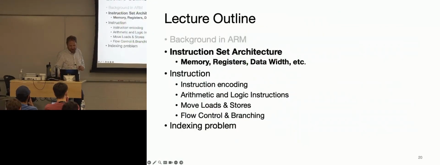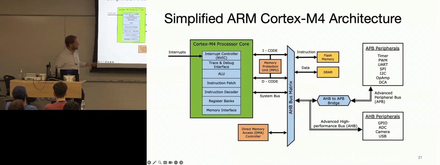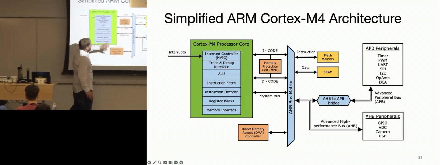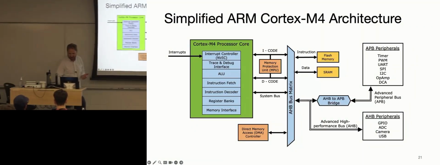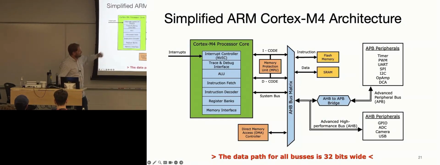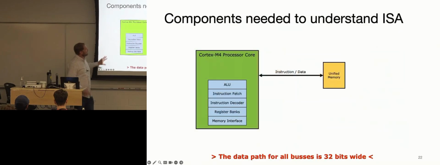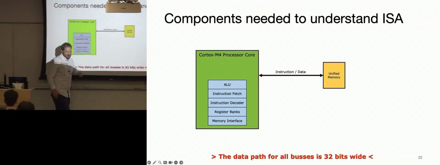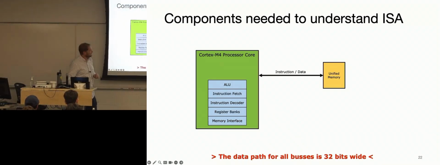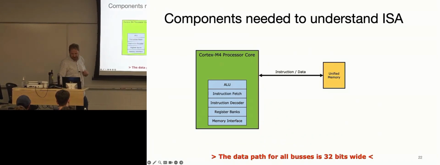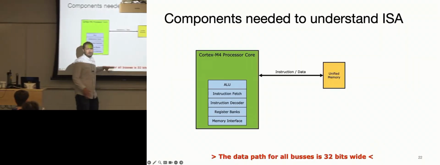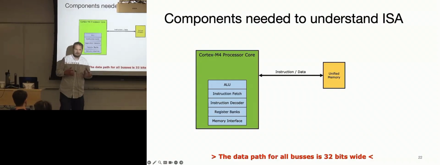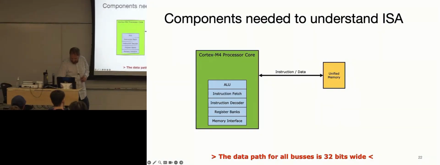All right, so let's talk a little bit about the ISA in terms of memory, registers, and data width. We remember this complicated diagram from before. For the purposes of this lecture, all the bus widths are 32 bits. We're just going to consider the core talking to unified memory. They don't have any difference between flash and SRAM. We're just going to talk about unified memory. And that's how ARM, it's actually an important point, this is how ARM thinks about the world. So ARM doesn't know, let's go back to this picture here.